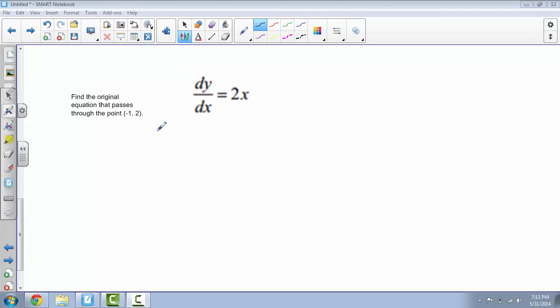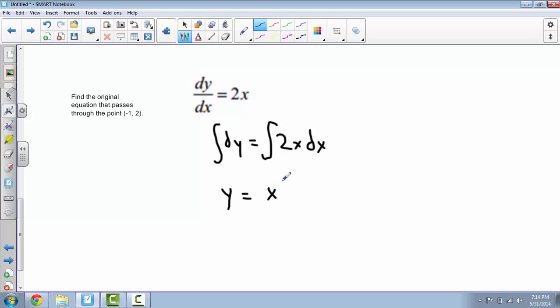Now we're going to find the original equation that passes through the point (-1, 2). To do this, we're going to look at the differential equation above, dy/dx equals 2x, and multiply dx on both sides. After this, you'll get dy equals 2x dx. After that, you have to take the integral of it, and you do that on both sides. And that gets you y equals x squared plus c.